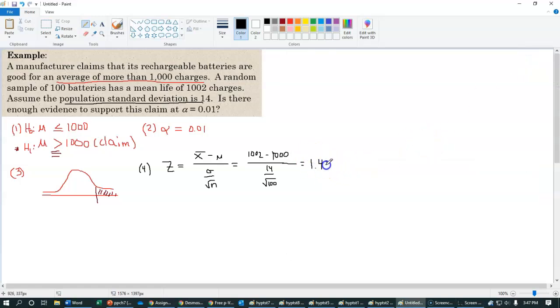Now, why do I need this number? This number is going to be the label of this mark here. So this mark here is 1.43. Okay, that's what I need from step 4, because that will be the label of the mark where I start shading the tail. Now we're going to go to step 5.